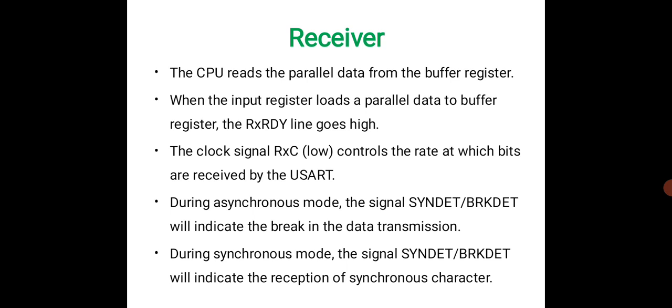So now the CPU will read the parallel data from the buffer register. Again, here we have one associated signal, which is the receive ready line, which will go high when the input register loads parallel data into the buffer register, to indicate to the microprocessor that the data is available in the buffer register. Again, we have a clock signal, which is the receive clock, which will control the rate at which the data is received by the USART. This once again is 1, 16 or 64 times the baud rate.